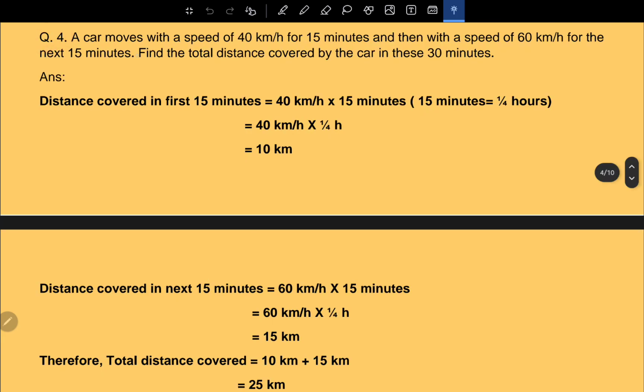Now question number 4. A car moves with the speed of 40 km per hour for 15 minutes and then with 60 km per hour for the next 15 minutes. Here are two different speeds. Find the total distance covered by the car in these 30 minutes. Distance covered in the first 15 minutes at 40 km per hour, and 15 minutes is equal to 1/4 hour. So this comes to 10 km. Again in the next 15 minutes, 60 km per hour into 15 minutes, and 15 minutes is 1/4 hour. So this comes to 15 kilometers.